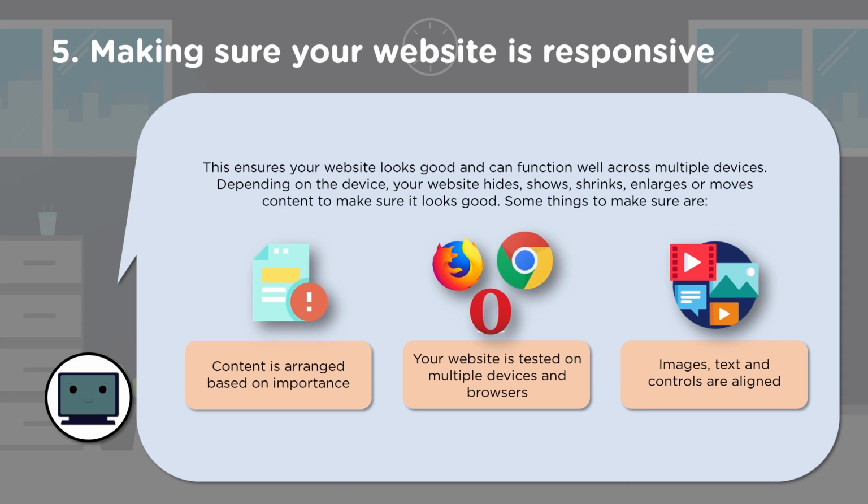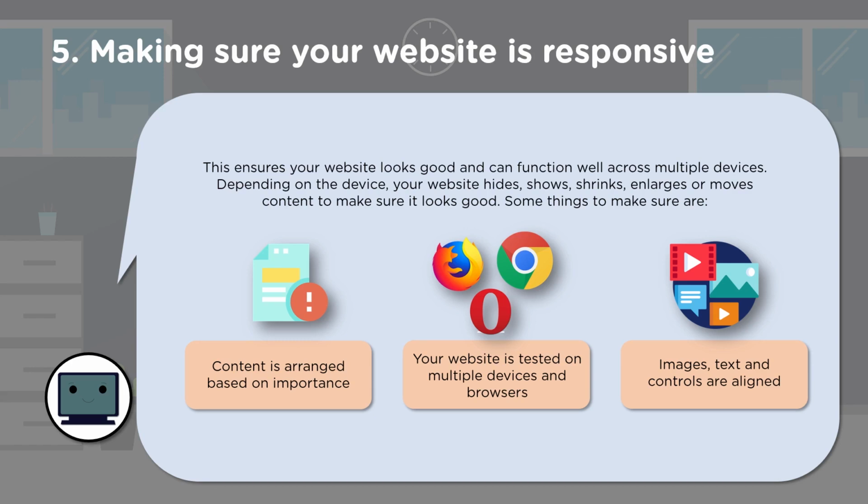So depending on the device, your website hides, shows, shrinks, enlarges, or moves content so that it conforms to the browser that person's looking at for your website. So if somebody's looking on mobile at your website, you want to make sure that your website adjusts accordingly. So you want to be able to test to make sure it's responsive.